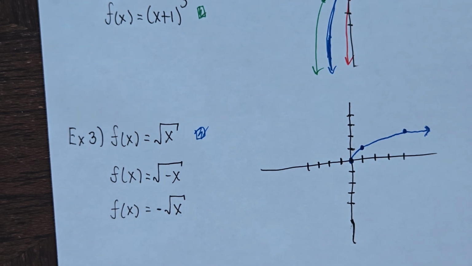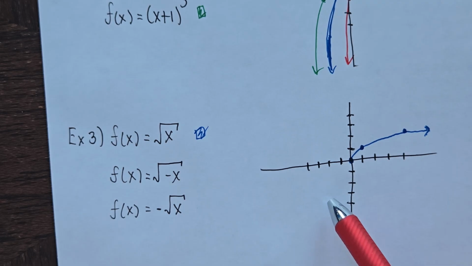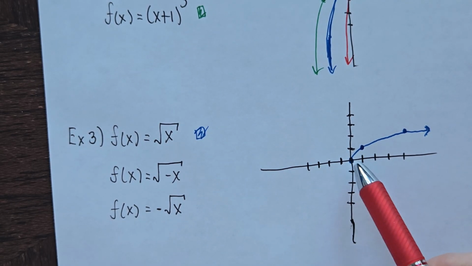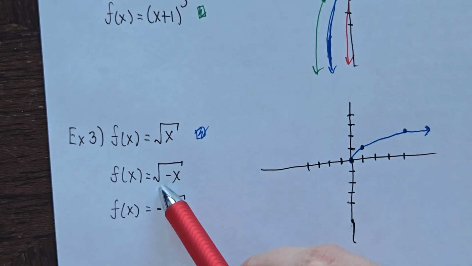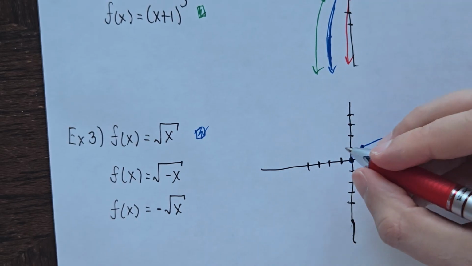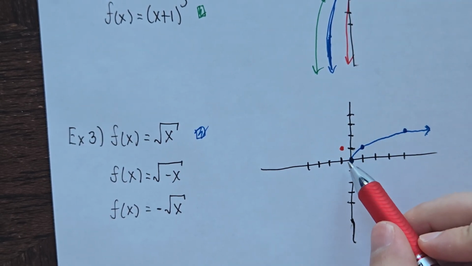However, if we look at what happens whenever we take the negation of that inside bit, we're actually going to be using all of the negative numbers. Well, if I plug in 0, 0 is still going to be a point right here because negative 0 is still just 0, and the square root of 0 is 0. Here, if I plug in negative 1, though, negative 1 is positive 1. So that means that the square root of positive 1 is going to be 1 right here.